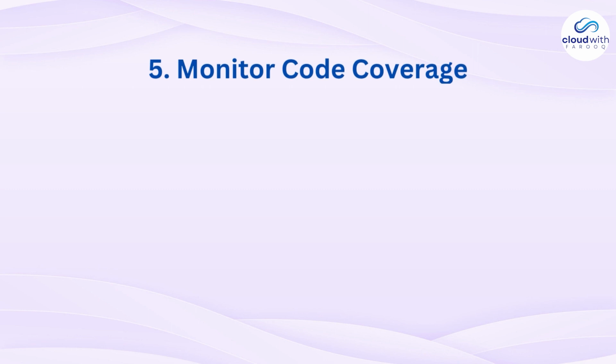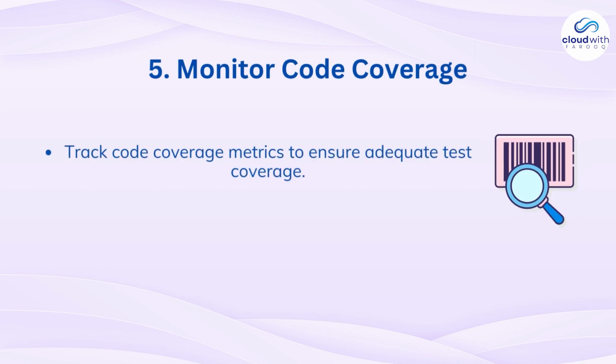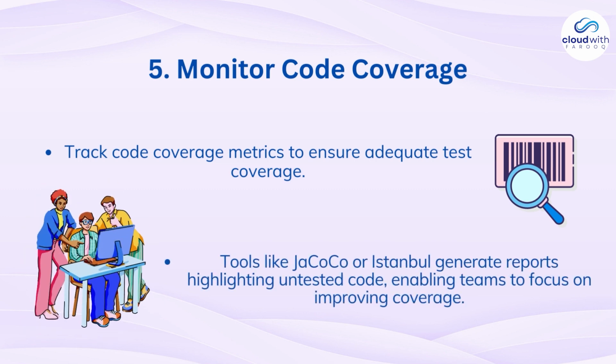Number 5. Monitor code coverage. Track code coverage metrics to ensure adequate test coverage. Tools like JaCoCo or Istanbul generate reports highlighting untested code, enabling teams to focus on improving coverage.